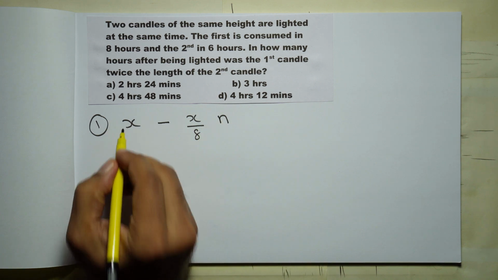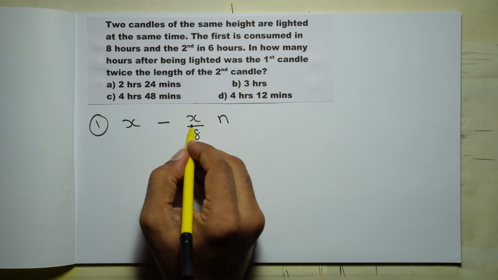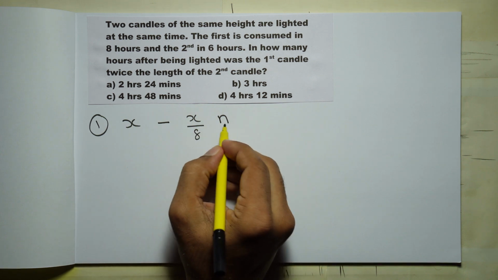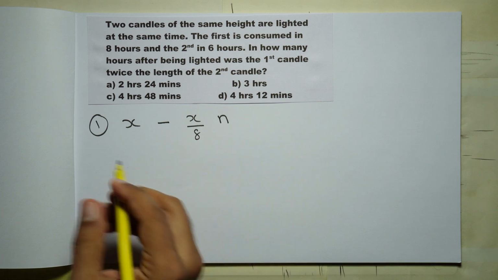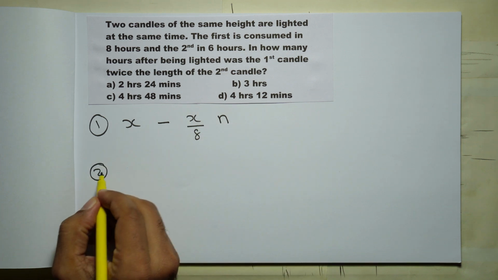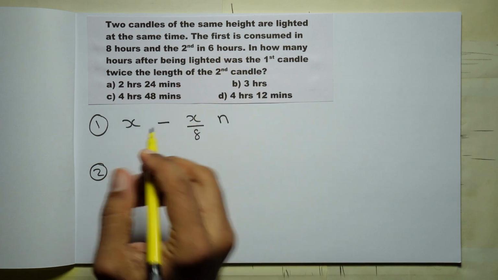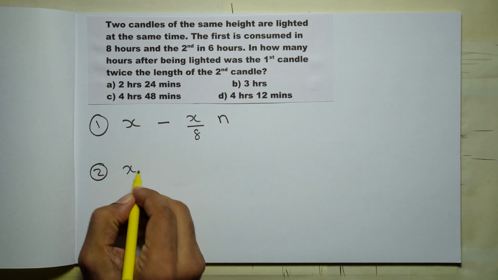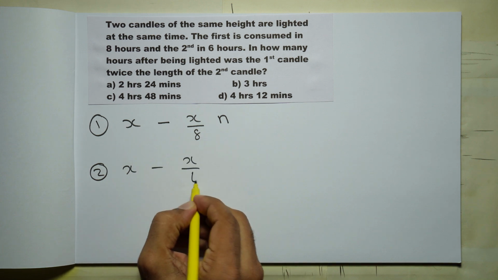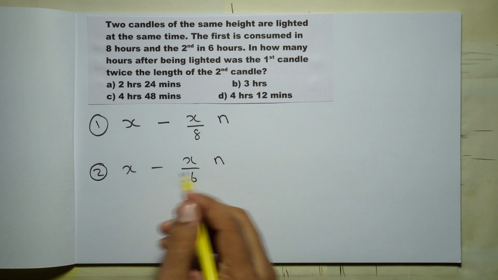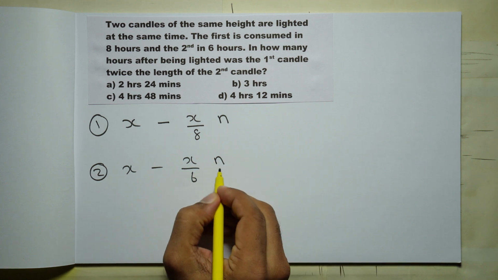Initial height is x. Every hour x by 8 of the candle will be consumed, like that for n hours. So this will be the height after n hours. Next we'll form the equation for the second candle, which is consumed in 6 hours. So initial height is the same x and every hour x by 6 of the candle will be consumed, like that for n hours. So this will be the height of the candle after n hours.